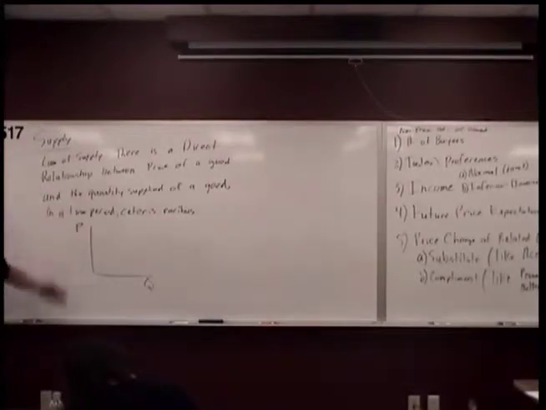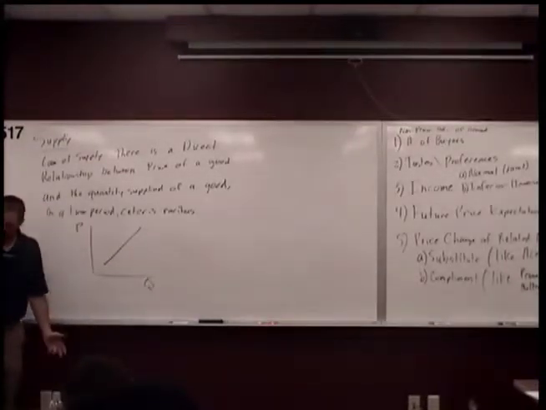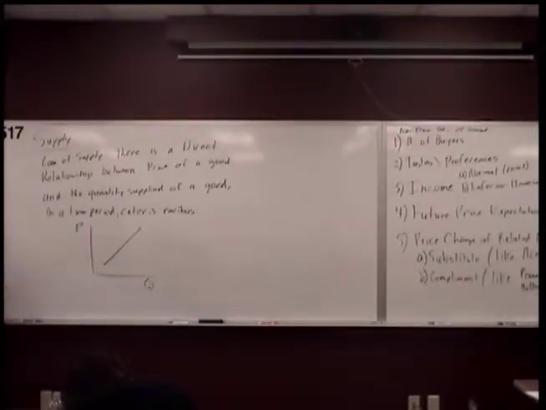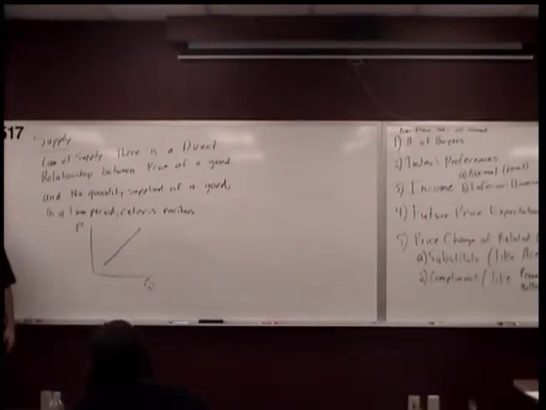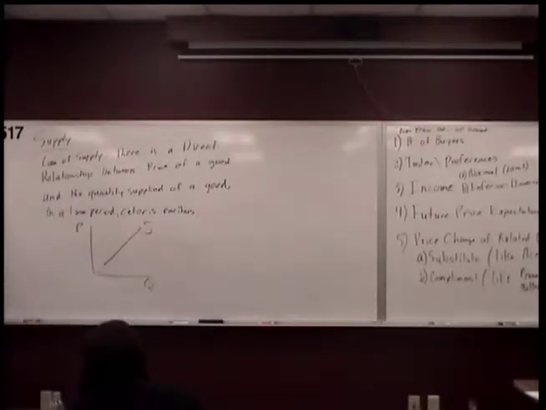So what does a direct relationship line, or model, look like? It's up and to the right instead of down and to the right. And since this is supply, instead of labeling it with a D, I label it with an S. This is your supply model.